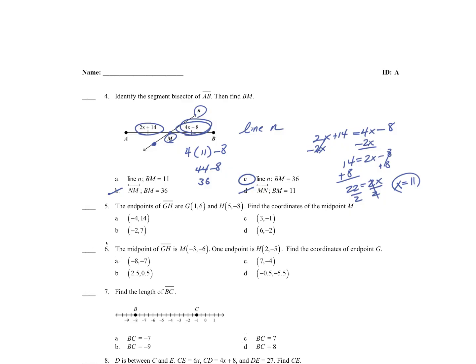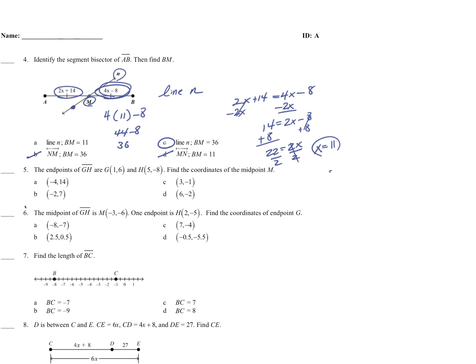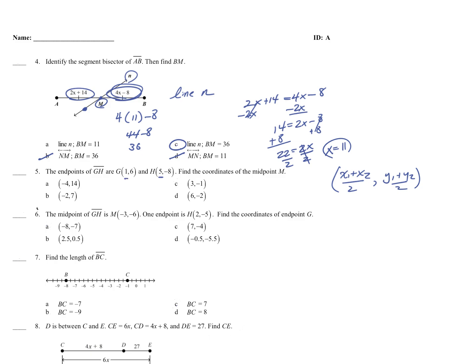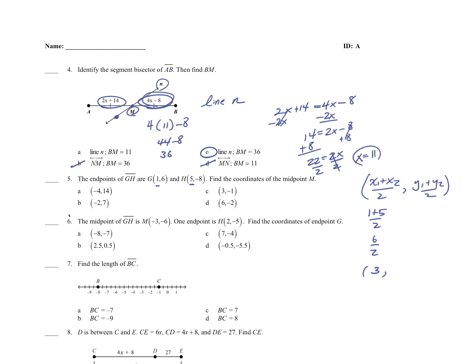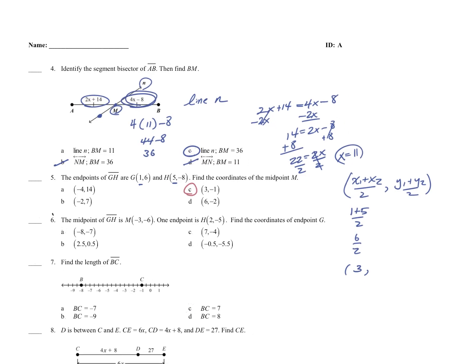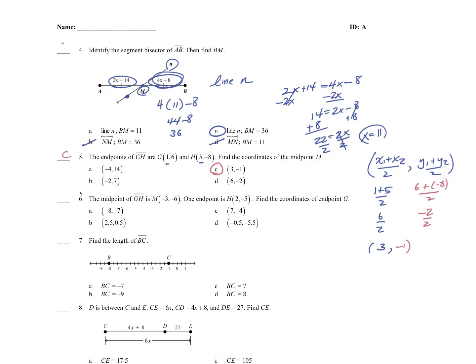Given the endpoints, find the coordinates of the midpoint. Because remember, the midpoint formula is going to be x1 plus x2 over 2, comma, y1 plus y2 over 2. So I'm going to add the x's, so 1 plus 5 over 2, which would be 6 over 2, which is 3. That's the x coordinate. And to be honest, you could select your answer from here. Okay, but if we want to finish it, we would get 6 plus a negative 8 over 2. Negative 8 plus 6 is negative 2 over 2, which is negative 1. So we get 3, negative 1 for that. So that is C. This one was also C.